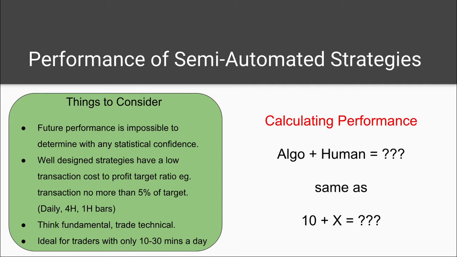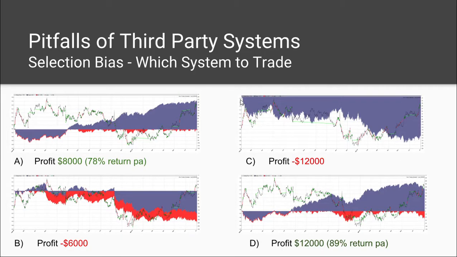So if you can't spend 40, 50 hours a week doing fully automated strategy development, all you've got is 10 to 30 minutes a day, then a semi-automated approach would be much better for you. There's much less time commitment in that sense.